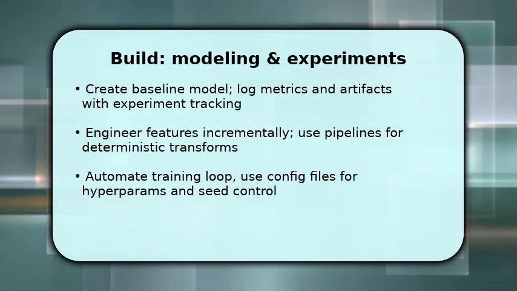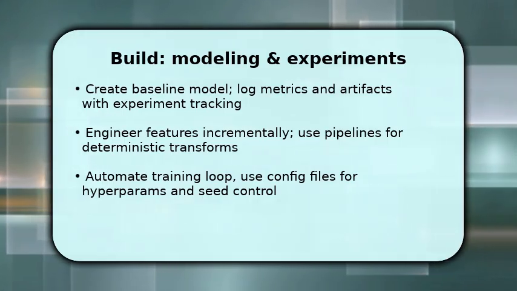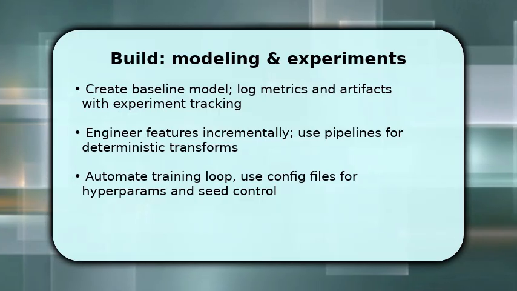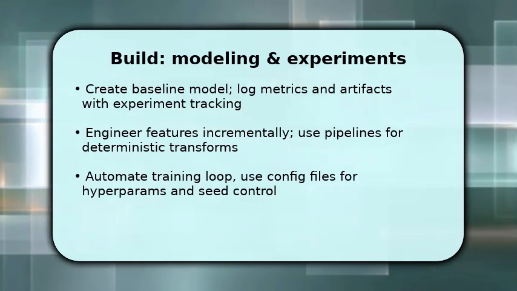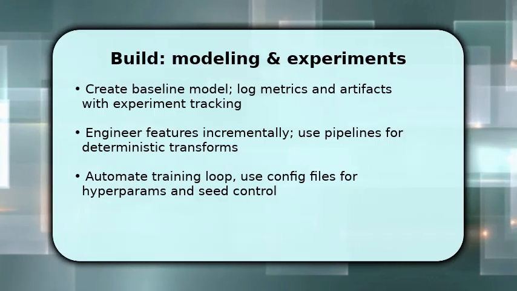Start by implementing a reproducible training loop wired to an experiment tracker so metrics and artifacts are saved automatically. Next, add feature engineering in a pipeline so transforms are deterministic and testable. This makes debugging and scaling safe.